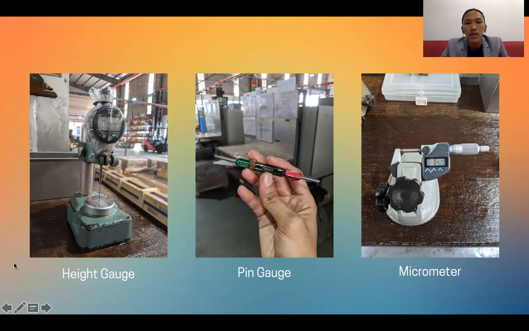This is the example of the tools that we use to measure the parts. Height gauge is to measure the length of the part. Pin gauge is used to measure the inside diameter of the parts, and micrometer is used to measure the outer diameter of the part.